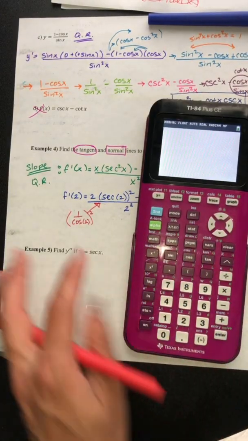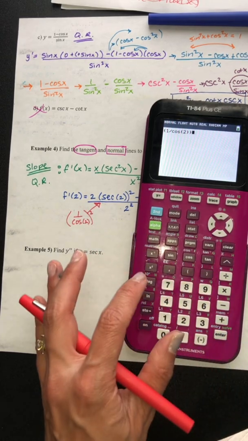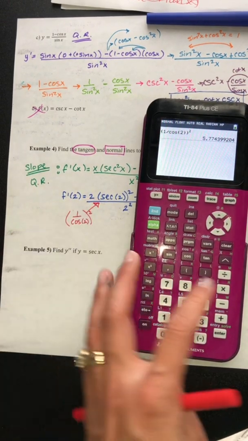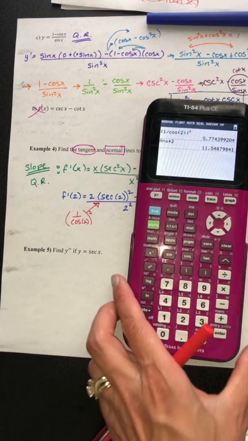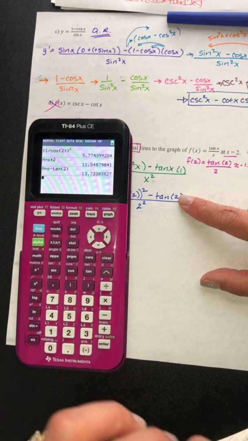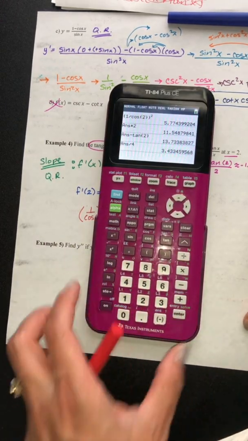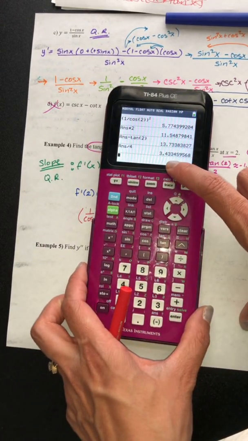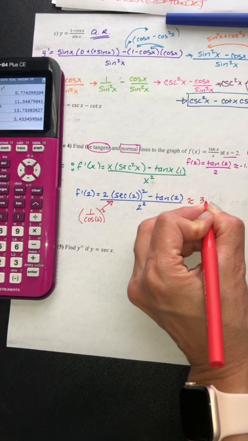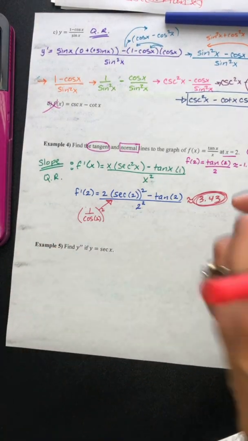Okay, so start with, again, parentheses 1 over cosine of 2 squared. We had that part already, the 5.7743. But let's not forget, we need to multiply that by 2 first. There we go. And then minus tangent of 2, equals. And then divide by 2 squared, so divide by 4. So we get approximately 3.43 to the nearest hundredth. So this is our slope. Yeah, it's a decimal, but that's totally okay.